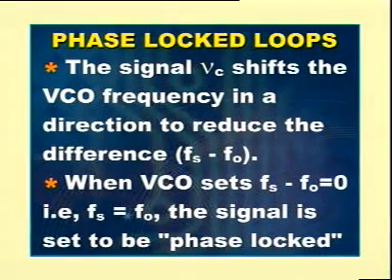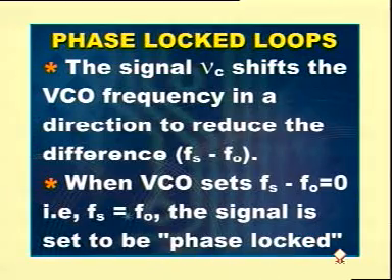The signal Vc shifts the VCO frequency in a direction to reduce the difference frequency Fs minus F0. When VCO sets Fs minus F0 equal to 0, then Fs equal to F0 and the signal is said to be phase locked. So, as per the block diagram, we are having a free running voltage controlled oscillator whose free running frequency is F0, and if the signal frequency Fs is applied to the phase detector as one input, the free running frequency of the VCO is applied as another input to the phase detector.